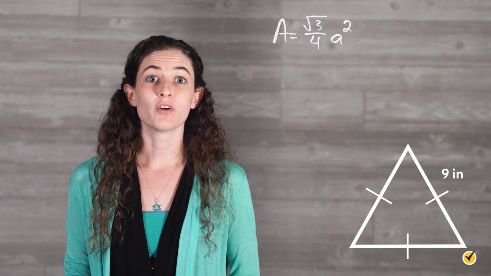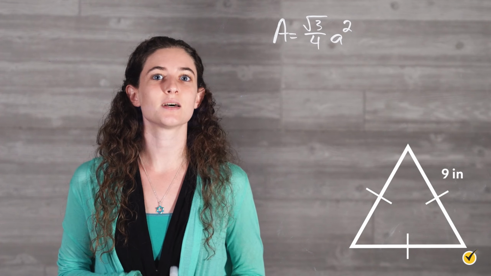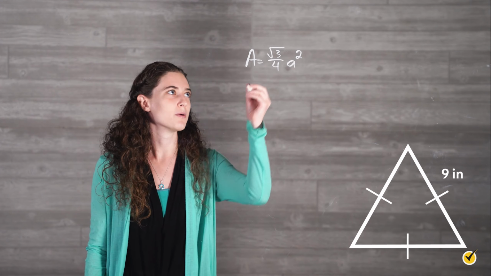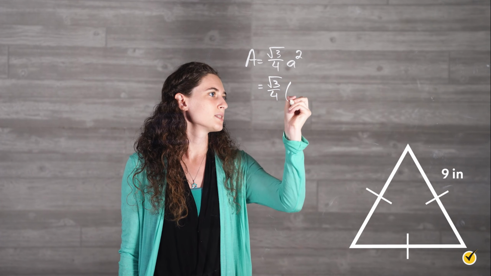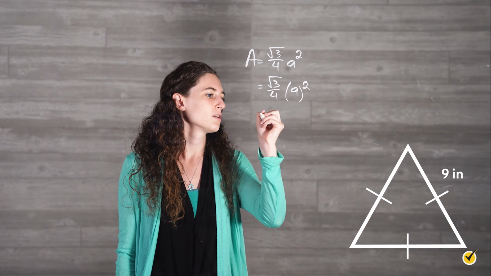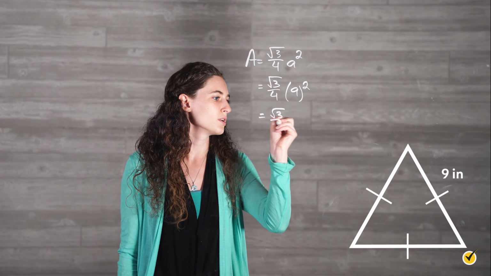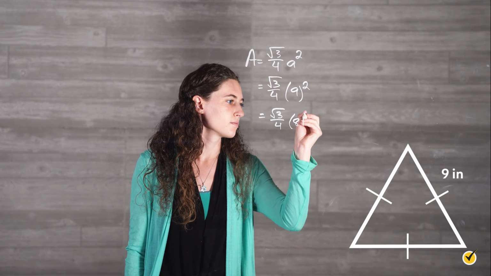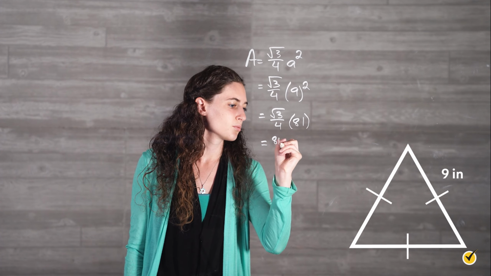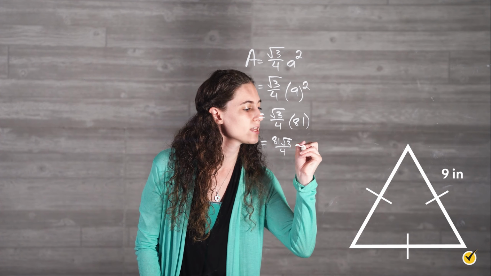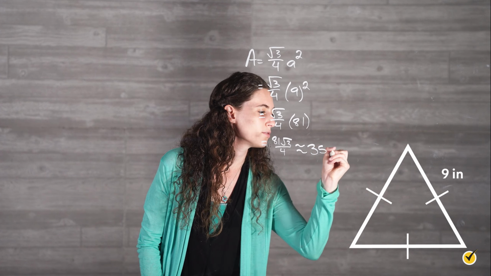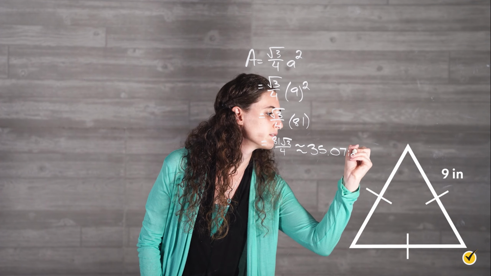Let's try one more example involving an equilateral triangle. What is this triangle's area? We find the area by writing out our formula and then substituting in our A value. So for this problem, area is equal to the square root of 3 over 4 times 9 squared, which is equal to the square root of 3 over 4 times 81, which is 81 root 3 over 4, which, when you simplify it, is approximately 35.07 square inches.